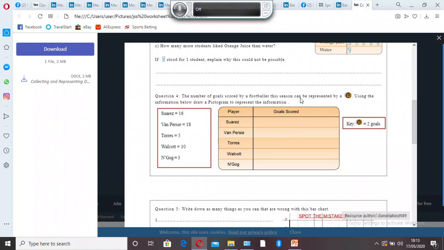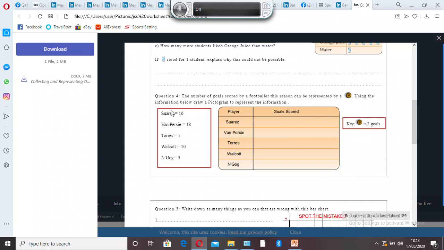Look at that. They want you to represent the goals by footballs, and they want you to use 1 football to represent 2 goals, because if you don't do that, you have 18 here, you keep on drawing, and the space you have is limited. So they want you to use 1 football to represent 2 goals.